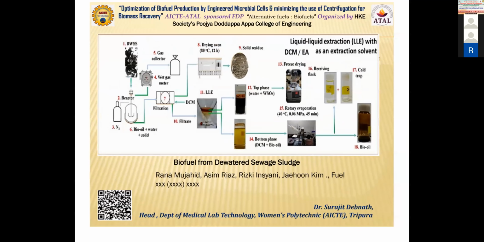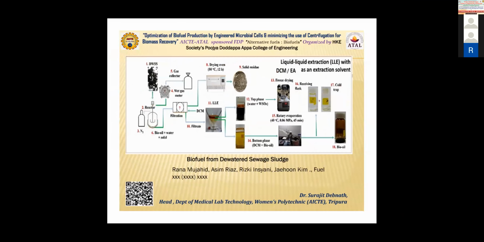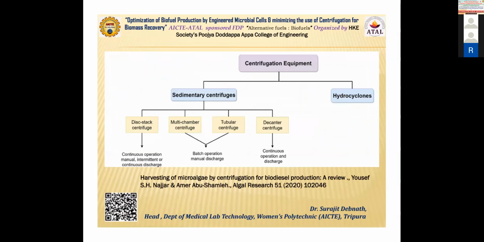Here also, each and every step of biodiesel depends on centrifugation. It starts from the beginning, from the yield of the microorganism. Think like this: you have a pond. Many times you will see ponds where the water becomes completely green. How many of you have seen ponds like this?